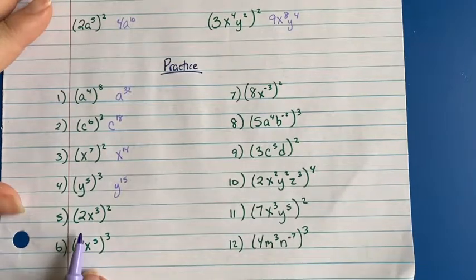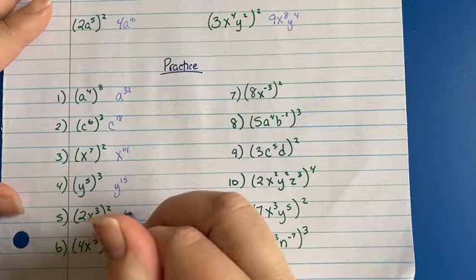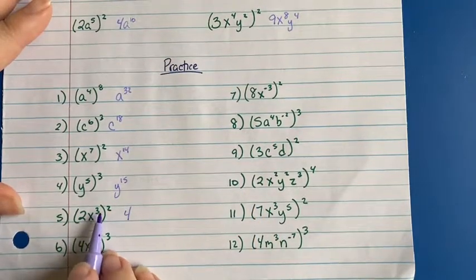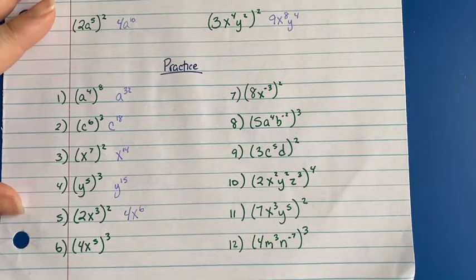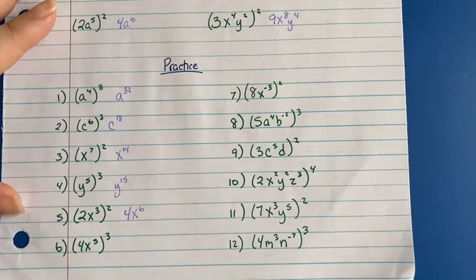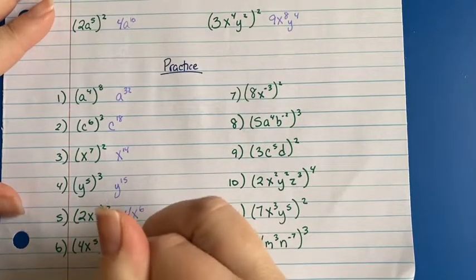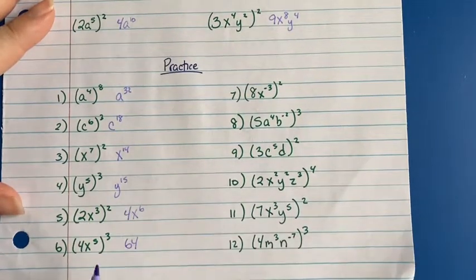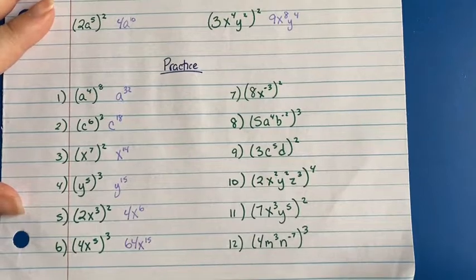Okay, so here's where it gets a little trickier. So 2 raised to the second power. So 2 squared is 4. X to the third raised to the second power is x to the sixth. Four to the third power, that's 4 times 4 times 4, 64. X to the fifth raised to the third power, so x to the fifth 3 times is x to the 15th.